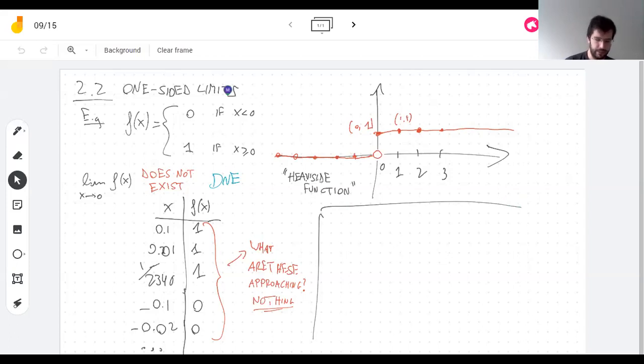The thing is, we can still say something, because even though a bunch of 1s and a bunch of 0s do not approach anything, we can still say something clearly. Some of these numbers are approaching 1, some are approaching 0. Right, what Miles is saying.